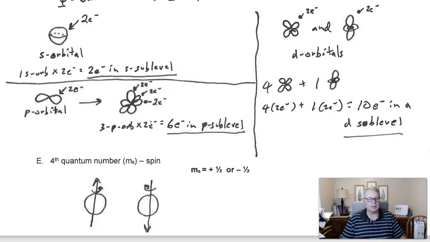Okay, well, what comes after p? Well, that would be d, right? Okay, so what does a d orbital look like? Well, if you'll remember, we said that the orbitals had to be degenerate. In other words, they had to have the same amount of energy. Is there any requirement that they have to have the same shape? No, there's no requirement. All right.